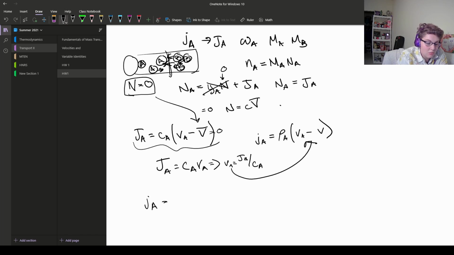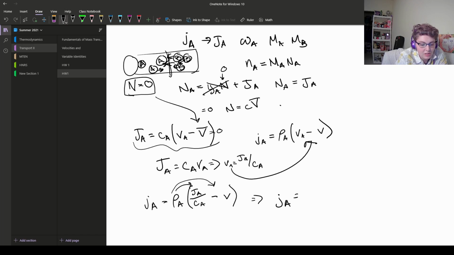The mass diffusive flux is equal to the mass concentration of A times the molar diffusive flux of A divided by the molar concentration of A minus the mass average velocity of the system. So let's go ahead and distribute in this mass concentration of A, and that will give us this equation right here, where we have mass diffusive flux is equal to the mass concentration of A divided by the molar concentration of A times the molar diffusive flux of A minus the mass concentration of A times the mass average velocity of the system.